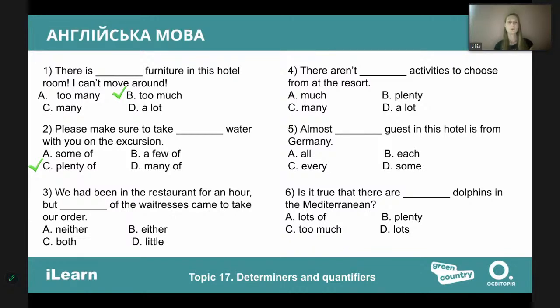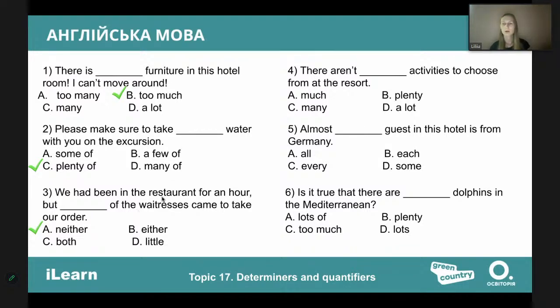Number 3, we had been in the restaurant for an hour, but neither of the waitresses came to take our order. But neither, жодна з. How many were there? I guess 2, neither of. By the way, if we use neither of, that can be more than 2. Жоден з, neither of, then it can be any number.